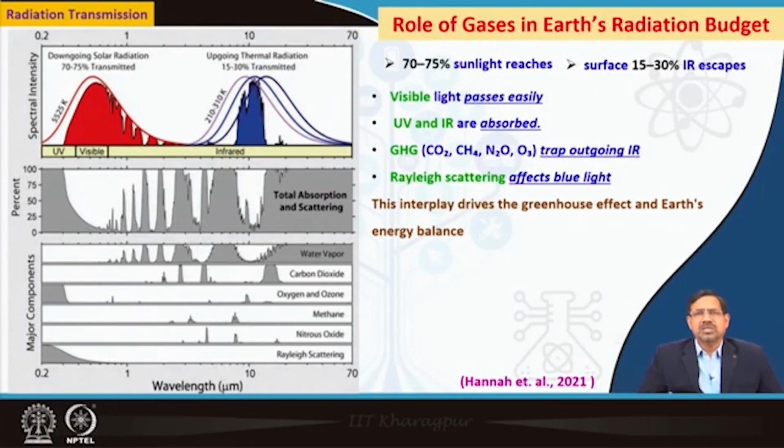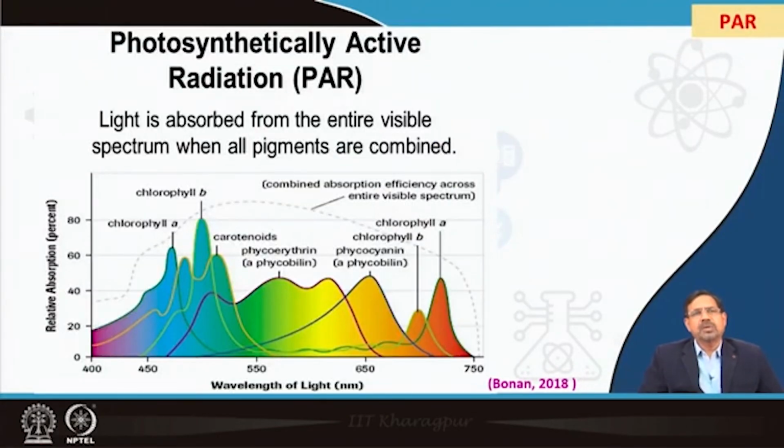radiation transmission process. Now, let us move to the next concept, which discusses PAR, the photosynthetically active radiation. So, what does it mean? Friends, our own planet Earth is very unique. It is unique in the sense that it has biota: plants, animals and microbes. The plants trap the incoming solar radiation. In turn, they convert the light energy to chemical energy.